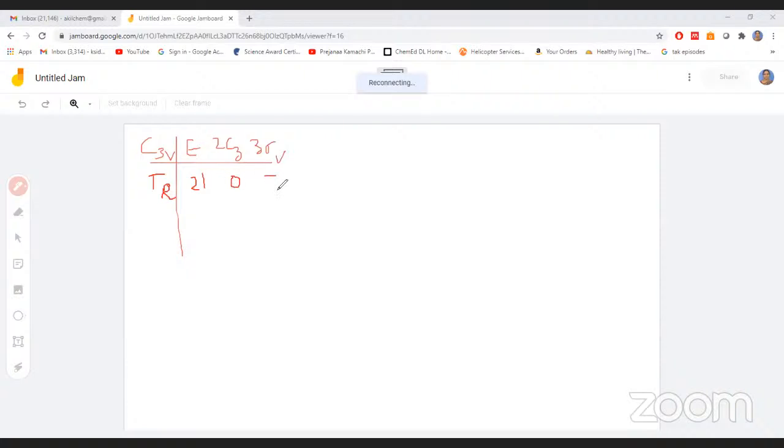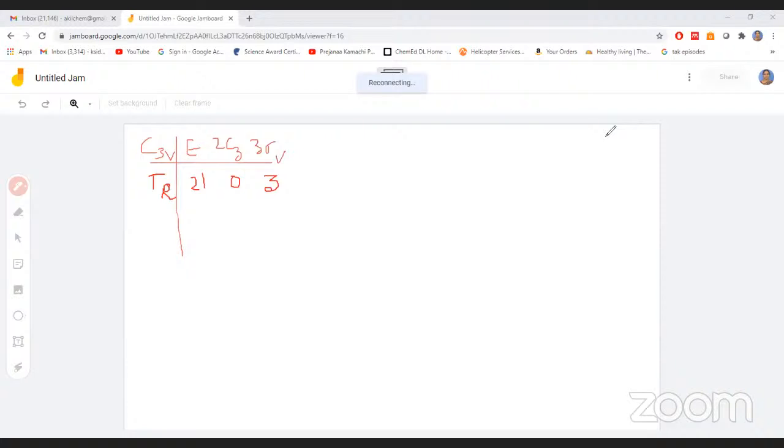So now what you're going to do? Now you're going to use a reduction formula. First we should write the character table: 1, 1, 1, then 2, minus 1, 0. Okay, so now what should I do?